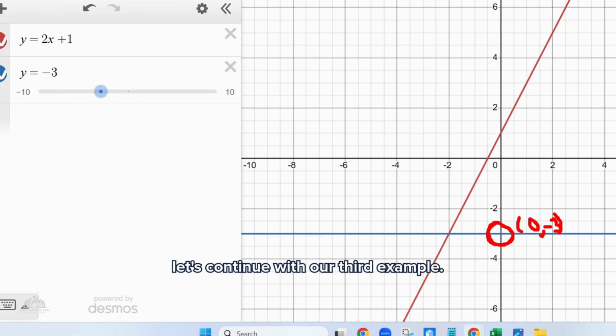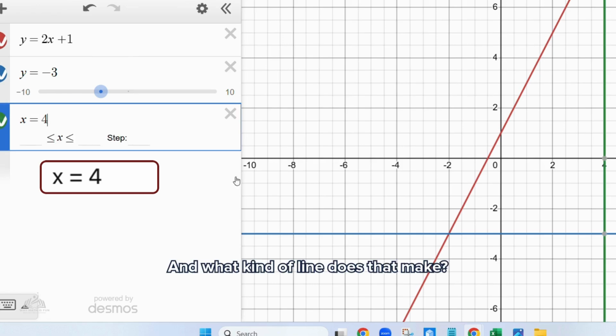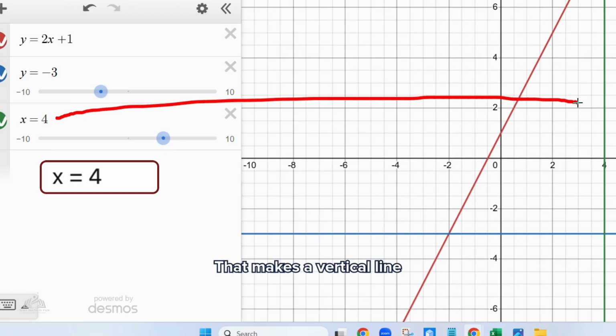Now let's continue with our third example. So we're going to type x equals 4. And what kind of line does that make? That makes a vertical line through x equals 4.